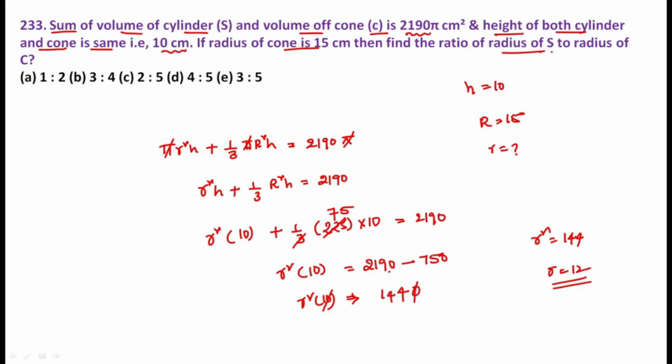Now go to the question: find the ratio of the radius of S to the radius of C. Now you already know that the radius of cylinder is exactly equal to 12 and the cone is 15. Now 3 fours are 12, 3 fives are 15. Now the respective ratio becomes 4:5. It's completely based on the formula. If you know the formulas of the entire mensuration topic, then you will be able to solve all the questions.